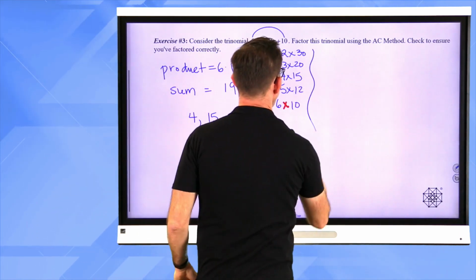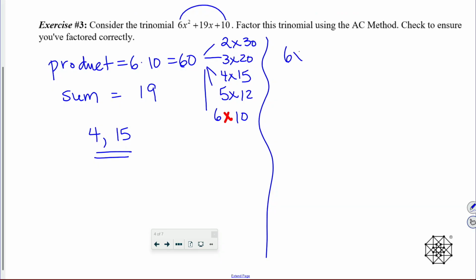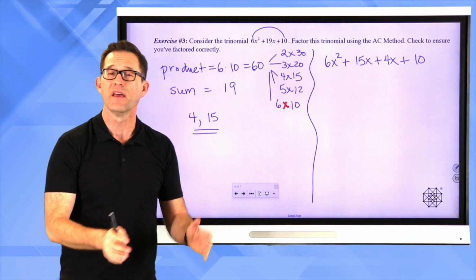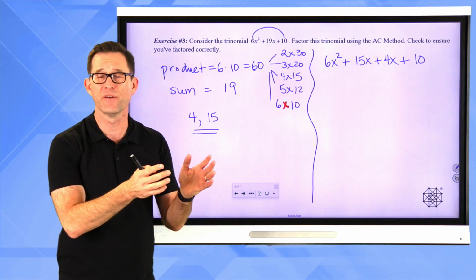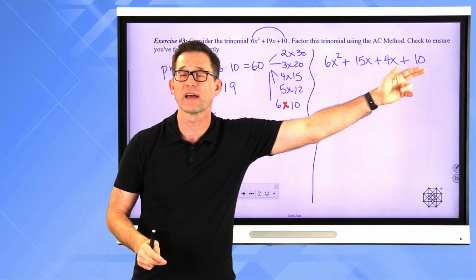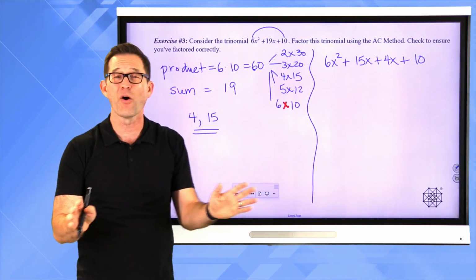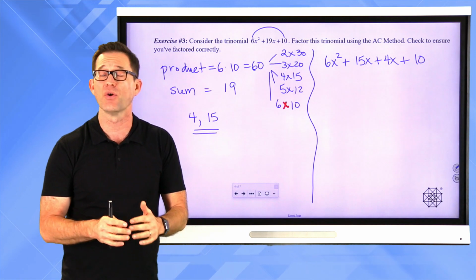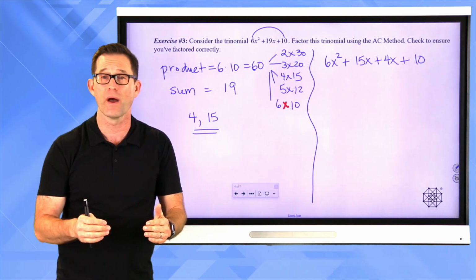All right, so now I'm going to take my trinomial 6x squared plus 19x plus 10, and write that as 6x squared plus 15x plus 4x plus 10. So all I'm doing is splitting that 19x into a 4x and a 15x. And again, if you did 6x squared plus 4x plus 15x plus 10, it's great. I almost hope you did, because then you'll see that you get exactly the same answer either way.